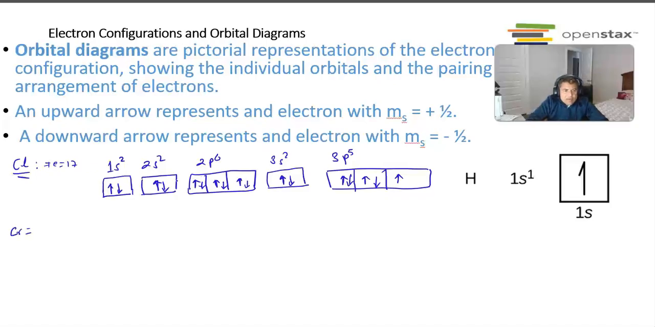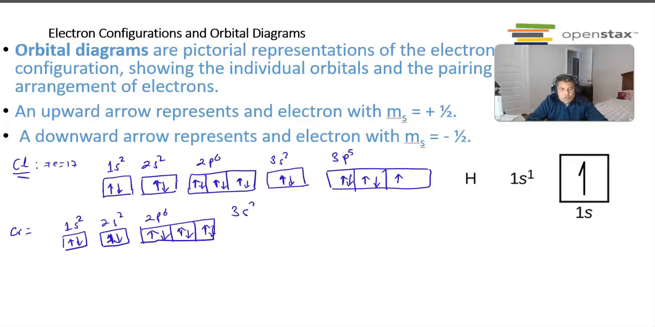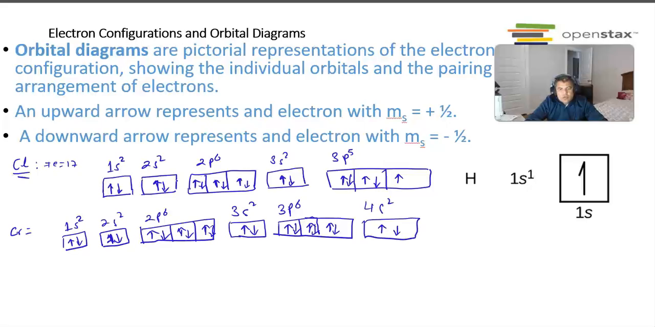Now let's say chromium. Same as the previous, right? 1s2, 2s2, 2p6, 3s2, 3p6, 4s2, and a 3d5, 4s1.